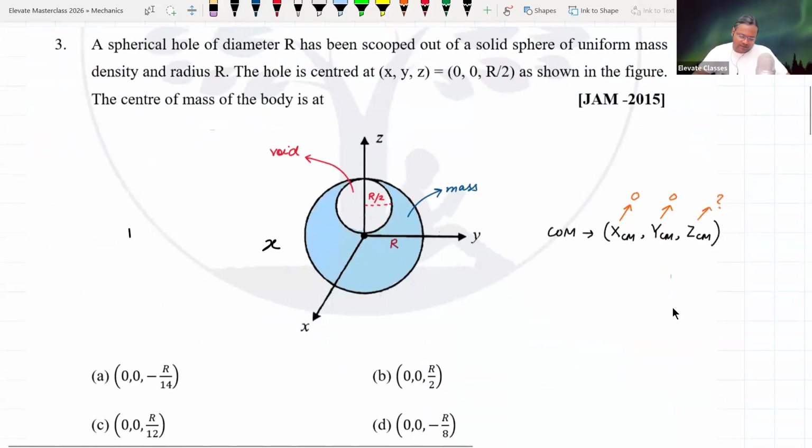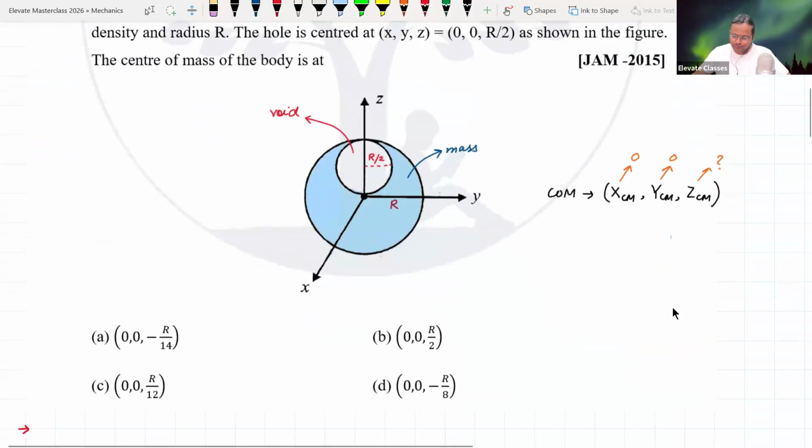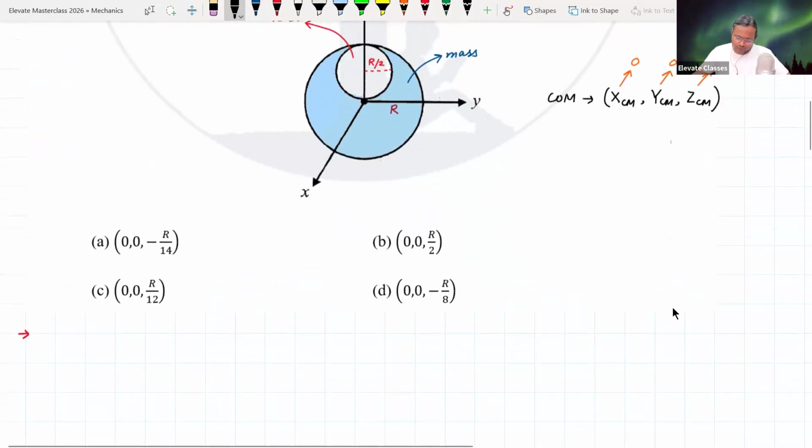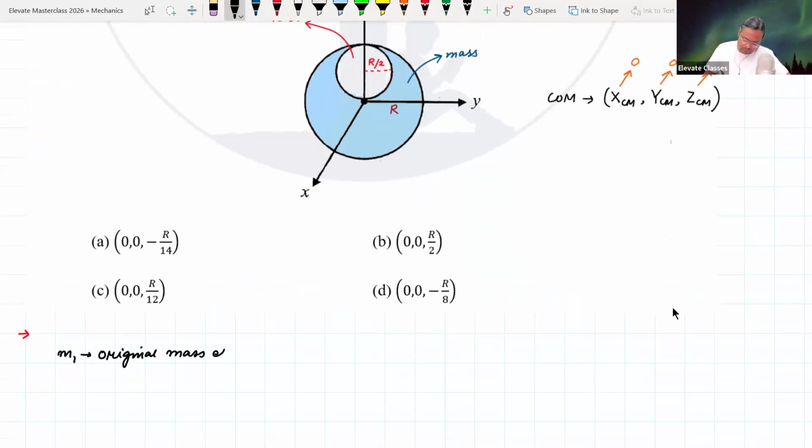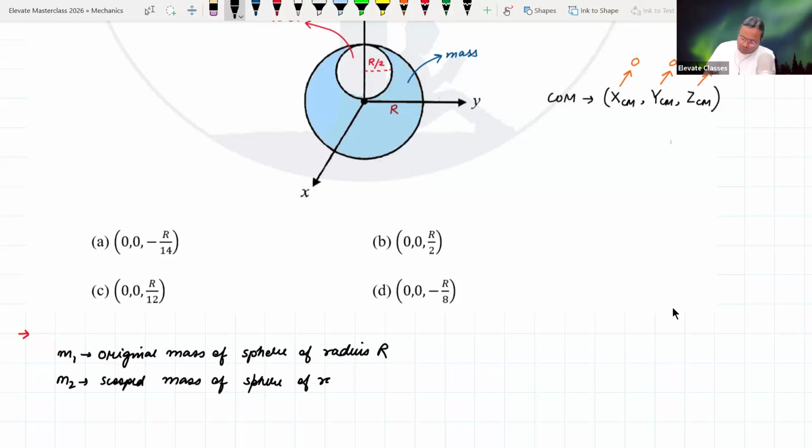All right. So if we make the calculations, let me define this a bit more carefully. M1 is the original mass of a sphere of radius r. M2 is the scooped mass of a sphere of radius r by 2.